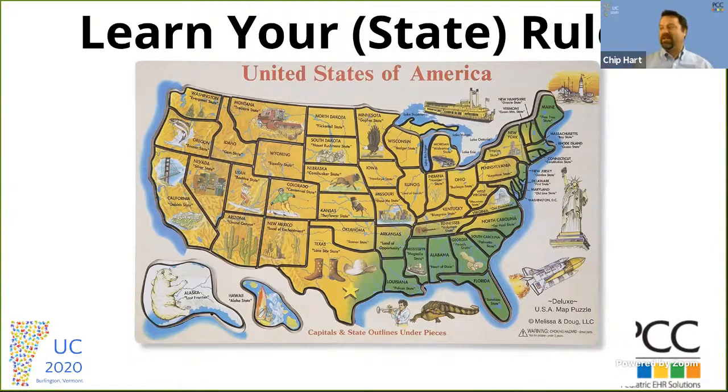I also want to just express my disappointment in this puzzle because it always has us connected to New Hampshire, and we're really separate states. Even the New Hampshire people wouldn't want to be connected to Vermont either, but that's my only complaint.